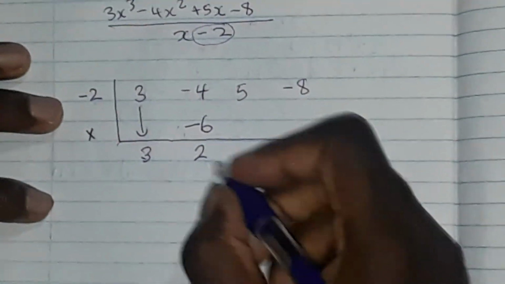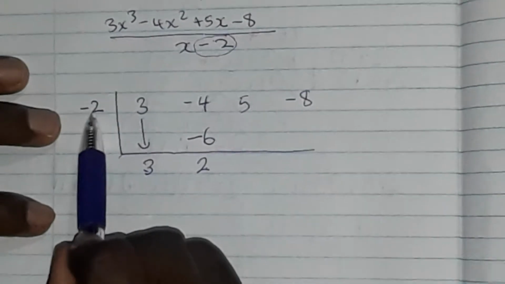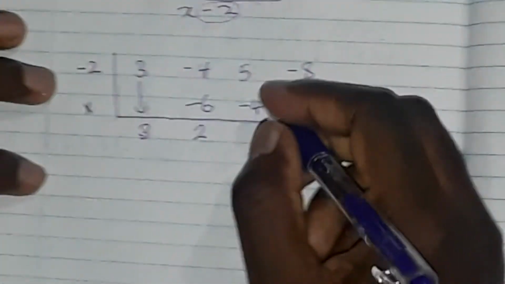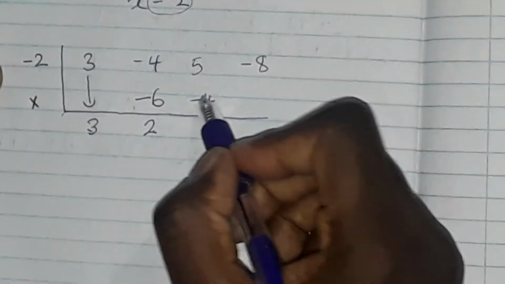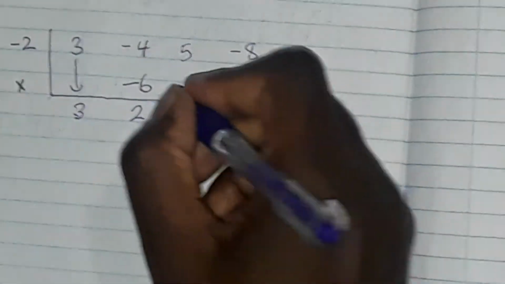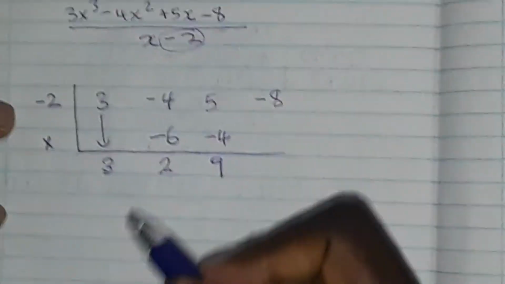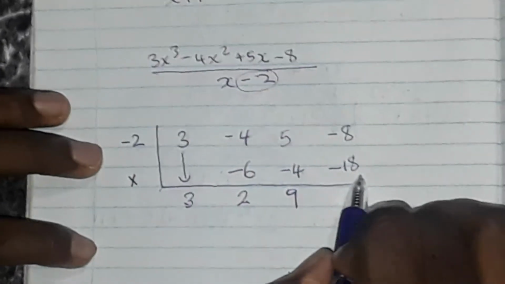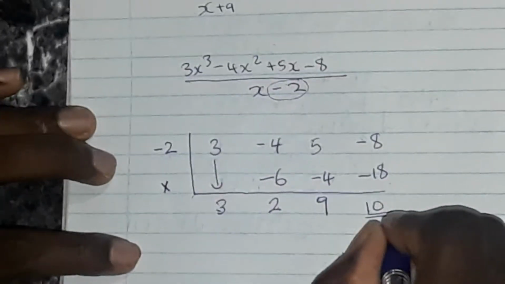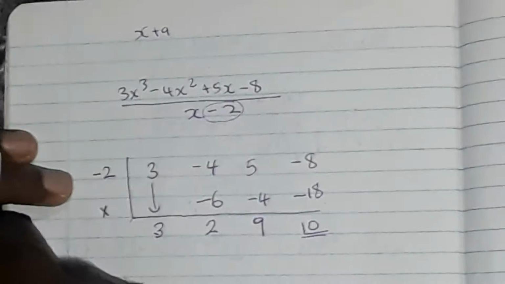After we get this 2 here, we're gonna multiply again. Minus 2 times 2 gives us minus 4. Then we're gonna subtract again. 5 minus minus 4 will turn to plus, which will give us 9. And then we're gonna multiply again by minus 2. Minus 2 times 9 will give us minus 18. Minus 8 minus minus 18 will give us 10. And this 10 here is the remainder that we would get if we used the long division way.